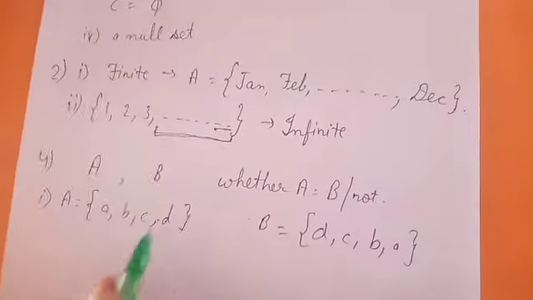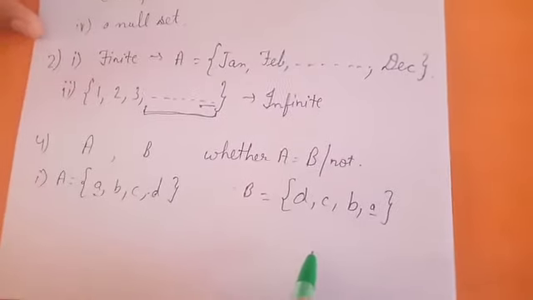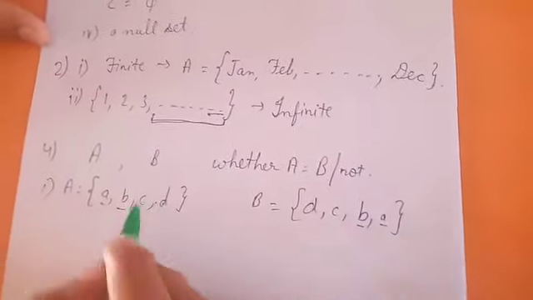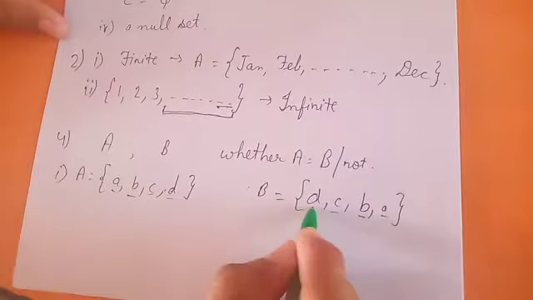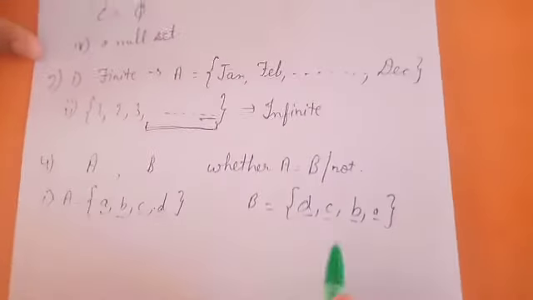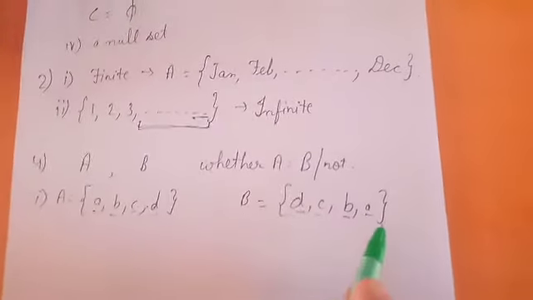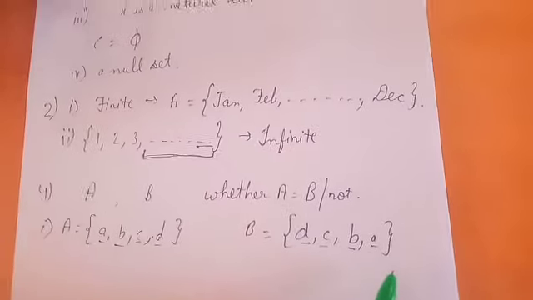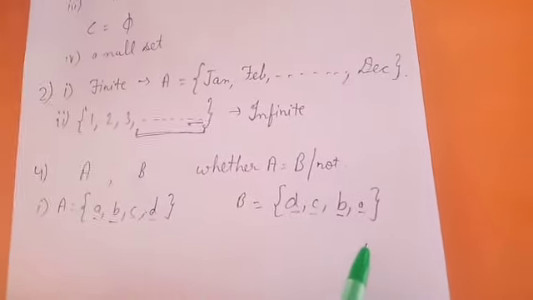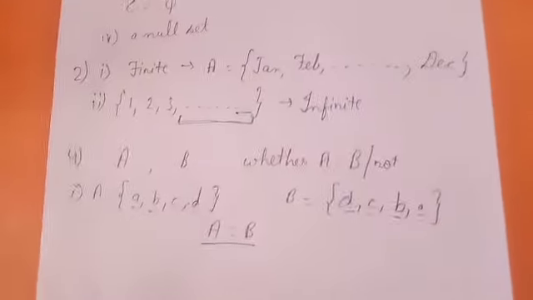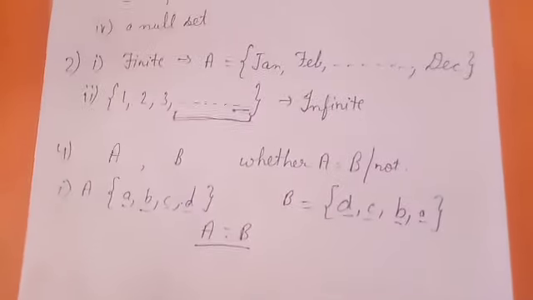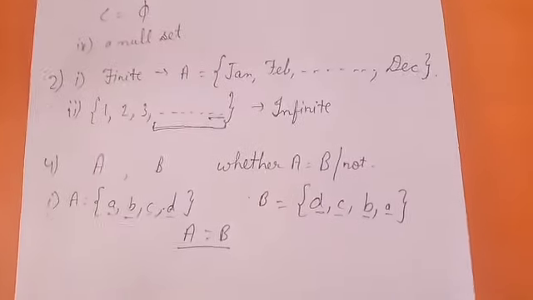Now you can check. A is in both of the sets. B is also in both sets. C as well as D is in both sets. And no element in B or A is there that is not contained in the other one. That means A is equal to B. Okay. Similarly, you can check the last.